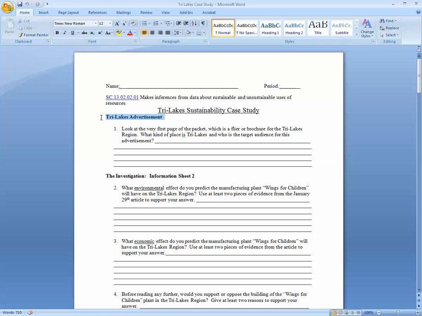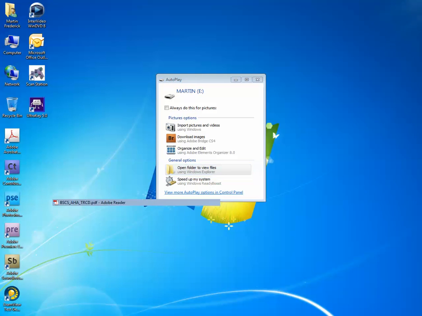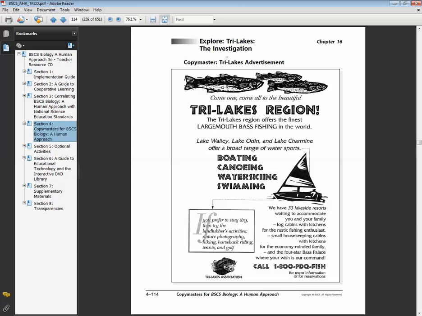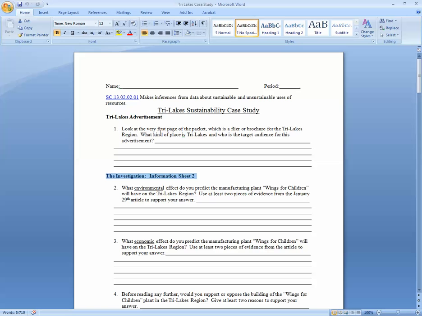Every bold area you see, Tri-Lakes advertisement, the investigation information sheet 2, is going to correspond with a page on your handout. So Tri-Lakes advertisement 1. What you're going to do is just look at the page. There's going to be a lot of information on it. You're going to look at the page, see what they're trying to say, and each bold section, like I said, is going to apply to one here. So that first page, Tri-Lakes advertisement, very simply you're just going to answer that question about what's going on.